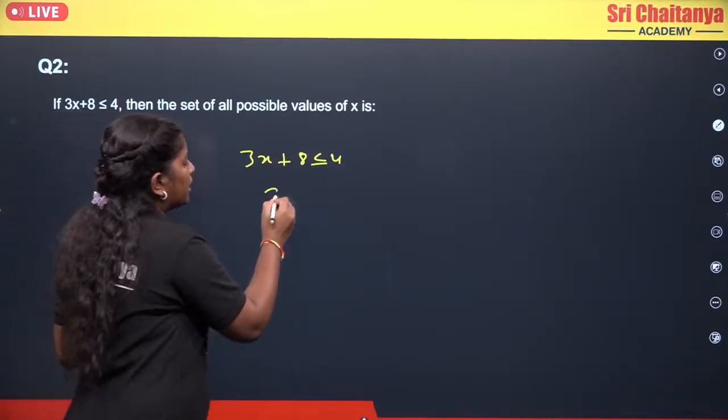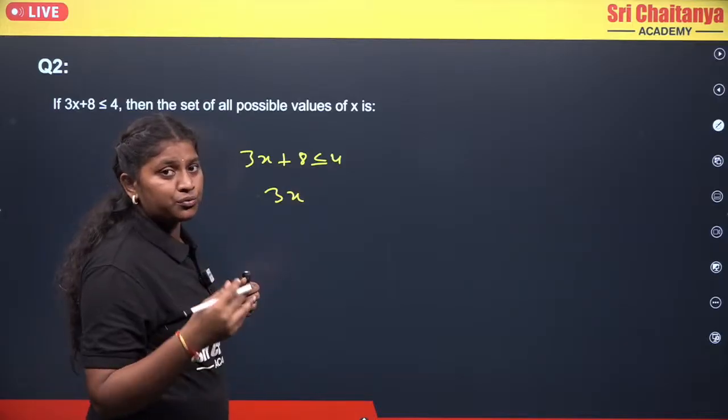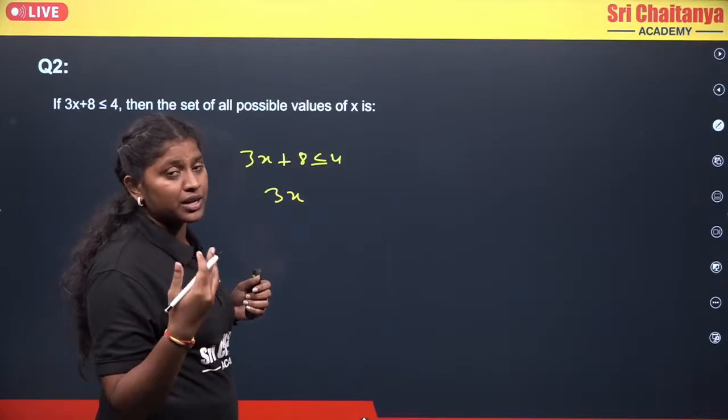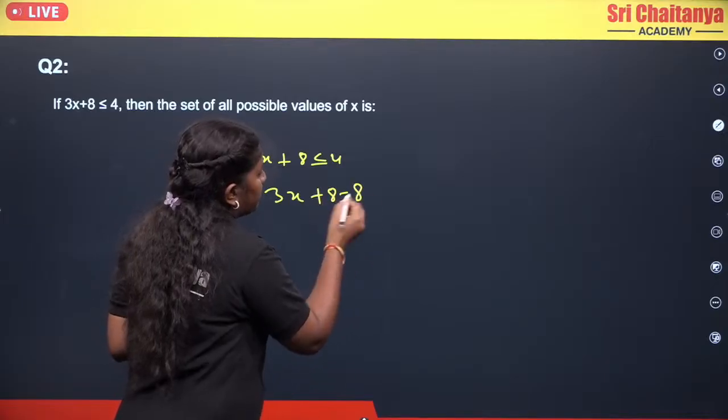So coming to here, it will become 3x. In order to eliminate plus 8, what do we have to do? We have to subtract 8. So in order to eliminate the plus 8, we are doing minus 8.